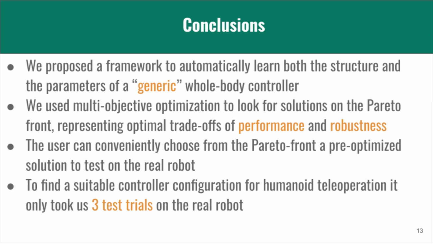The user can conveniently choose from the Pareto front a pre-optimized solution to test on the real robot, and this reduces considerably the number of test trials on the real robot and improves the parameters tuning. To give the audience an example, to find a suitable control configuration for humanoid teleoperation, it only took us 3 test trials on the real robot.